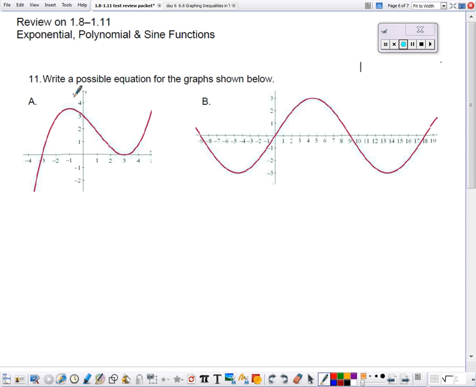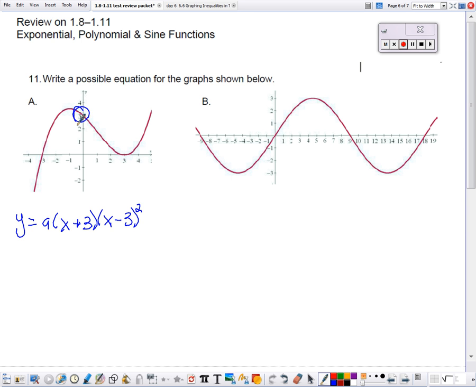Okay, so for number 11, for A, it's a polynomial, and I see my zeros are at negative 3, so I do plus 3 here. And then this one's a repeated zero because it touches and skims, so when I write that one, I need that squared. But now I have to find out A.